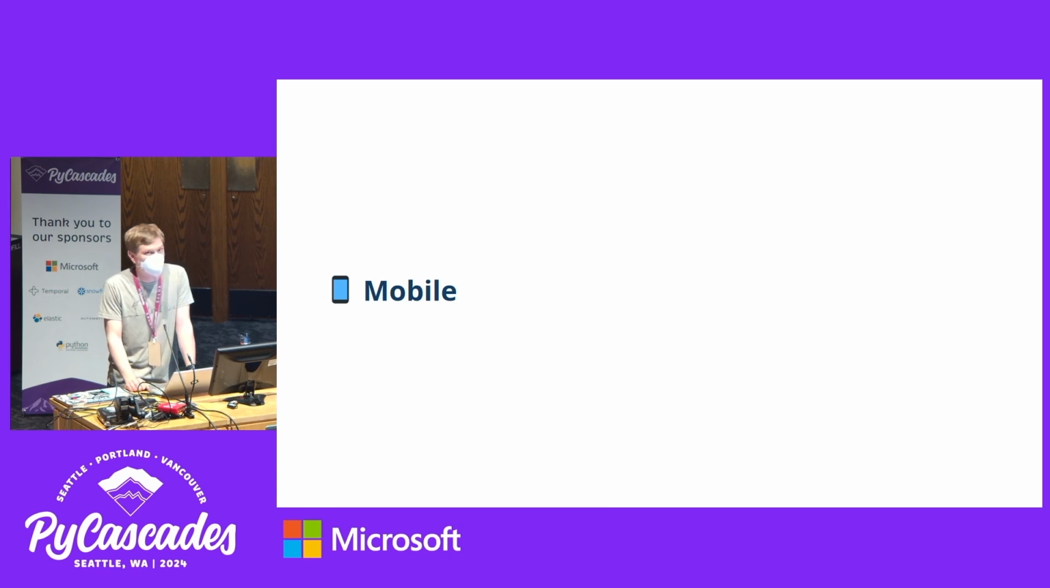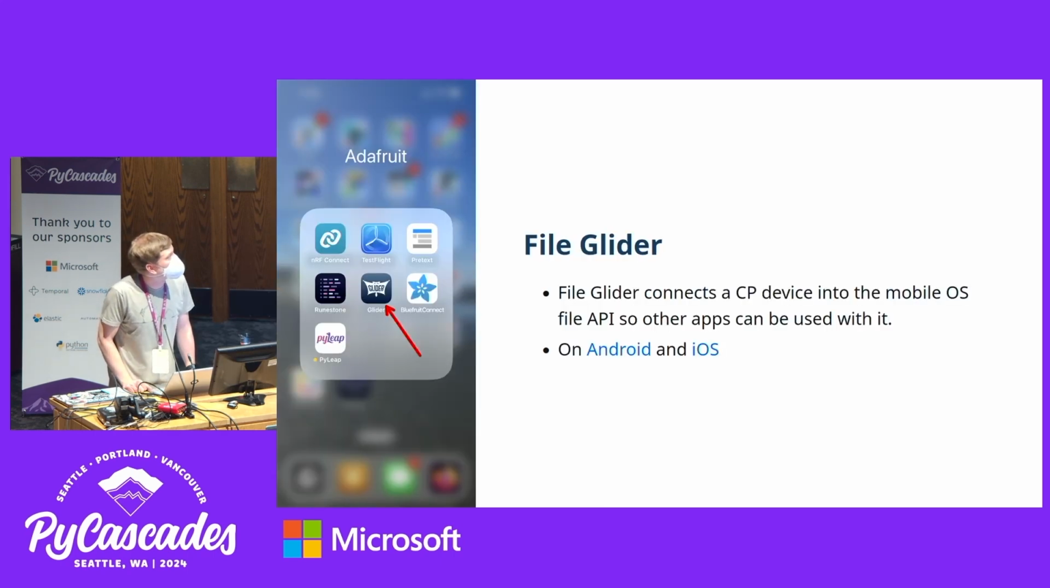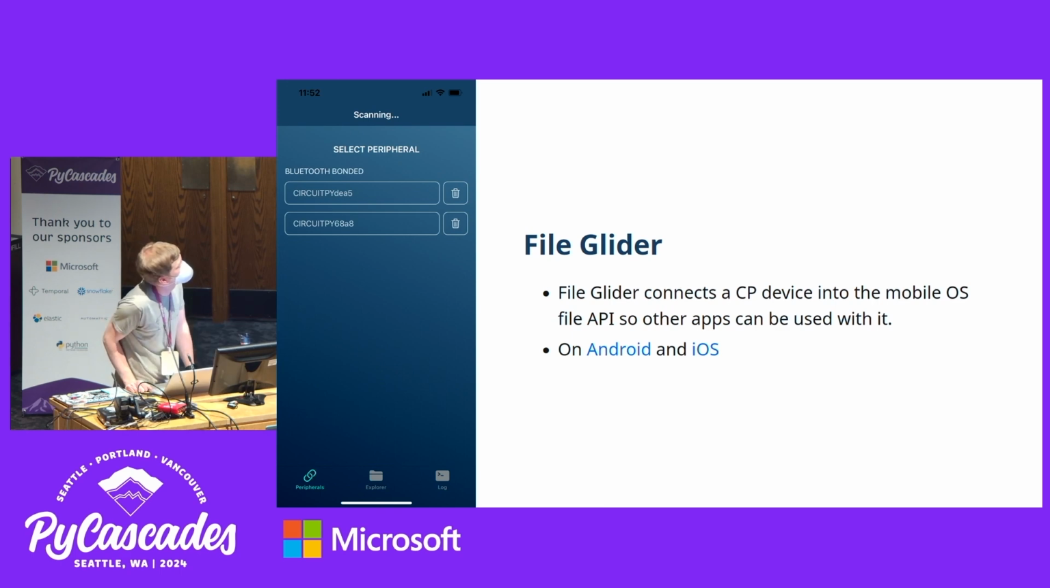Mobile is more challenging because you generally have specific apps for things. So let's do a quick tour of apps. But first, we'll select the glider, but our device is not on here. So we have to get the device into pairing mode.